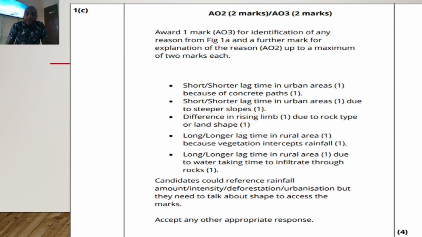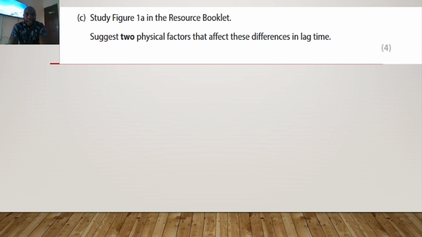Why? Because vegetation intercepts rainfall. I've talked about that, it's clear. Then we have a longer lag time in rural areas due to water taking time to infiltrate through the rocks. So you've explained the reason why it has a long lag time, which is causing the difference, and the reason you've given there, so you get it right. Here you're supposed to identify the difference that is observed there, and then give a reason to start. That's what the question was requiring. Understood? Now, let's go to another question.